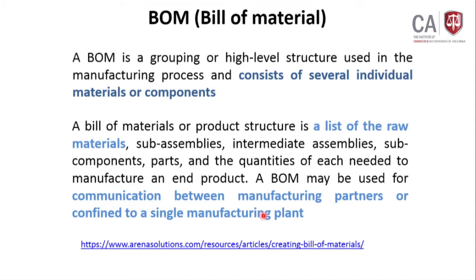Let's say, as an example, Toyota will design some bill of materials to produce some cars. The bill of materials asks to provide some tires, some radiators, right? So this part will be manufactured by someone else. So it is easy for a company like Toyota to communicate with the manufacturing partners when they have a bill of materials.